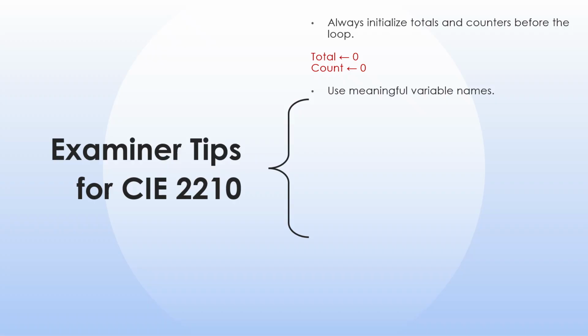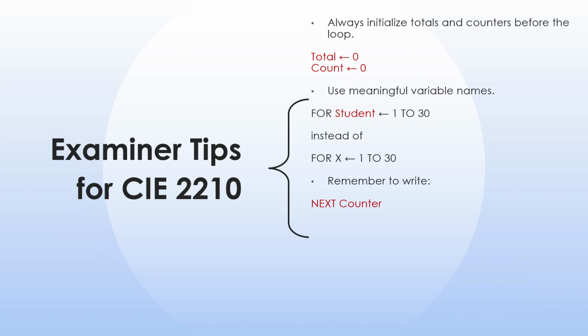Secondly, always use meaningful variable names. For example, if you have to run the loop for 30 students in a class, instead of using the variable name counter, you are going to use the variable name student, thereby showing that this reflects the number of students within the class. Remember to write next count. Normally students write the for statement in the beginning, but they forget to write the next statement in the end.